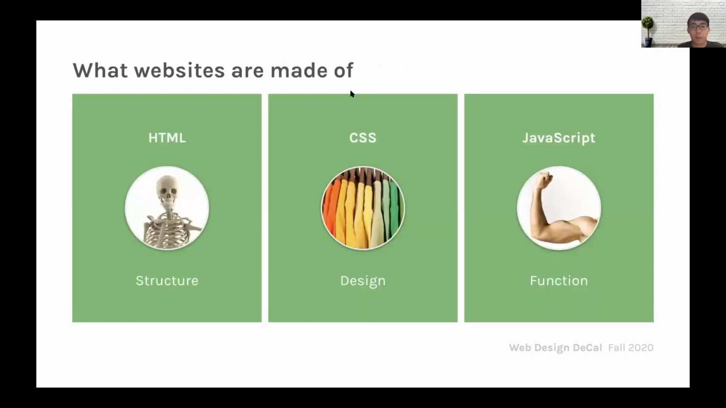Websites are typically made up of three parts. The HTML, which stands for Hypertext Markup Language, is the structure of the site. That provides basically the skeleton. Then the CSS is the design, which makes it look nice, and then JavaScript adds functionality to the website, so things like buttons and forms, things that really make a site stand out and work.